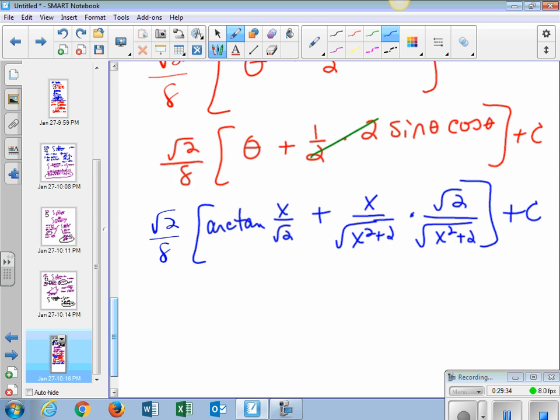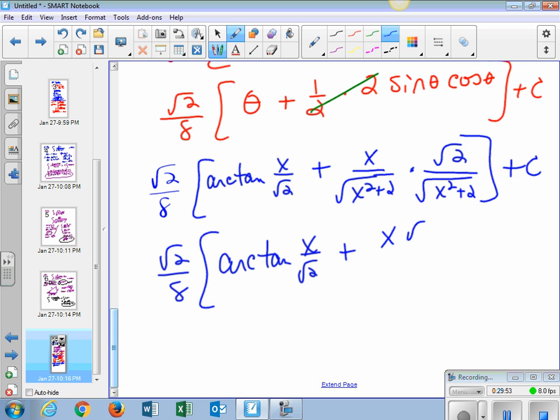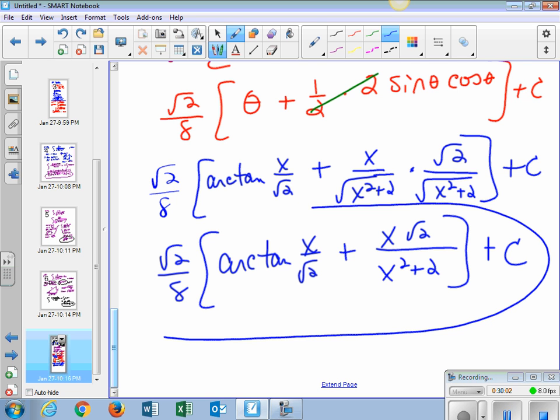Wow, that really looks ugly. Let's clean it up just a little bit more. I get my root 2 over 8 out front. My arctan of x over root 2 looks good. And then that last part, I can multiply those two fractions together and get plus x root 2. My denominator is just my x squared plus 2, plus c. That is my answer. Boy, that was fun.